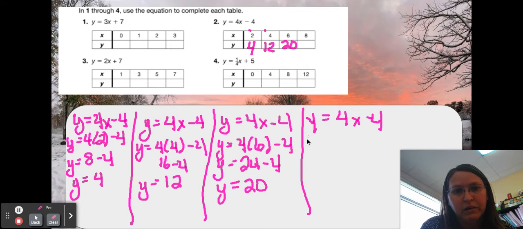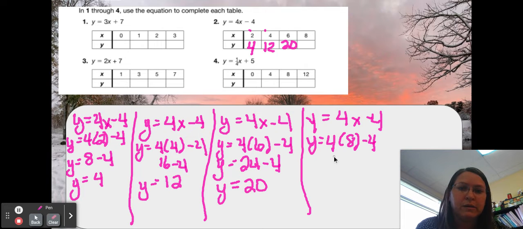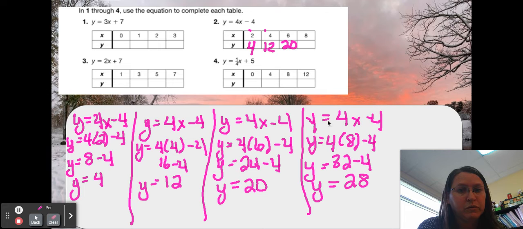Now let's look at our last one. Y equals 4 times 8 minus 4. Well, 4 times 8 is 32 minus 4 would give me 28. So y equals 28. I'm going to put 28 in my table up here.